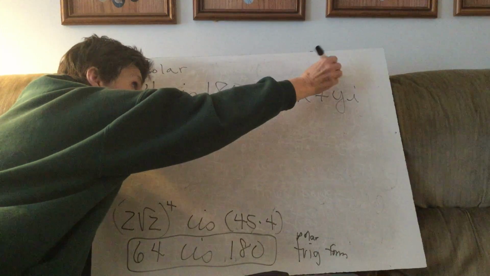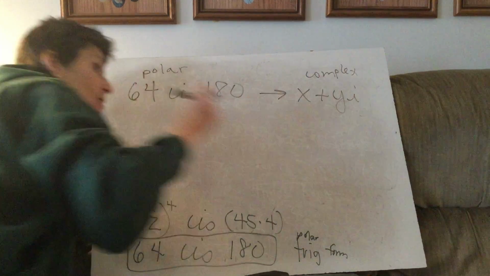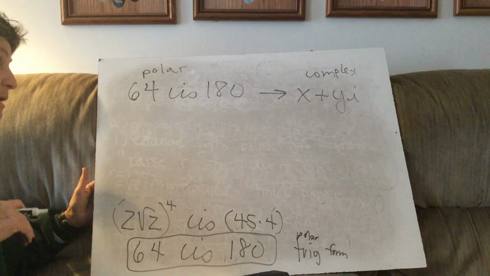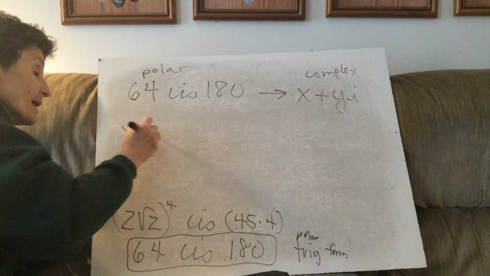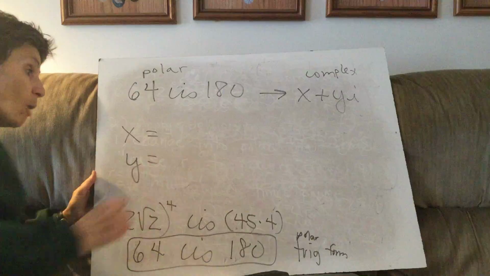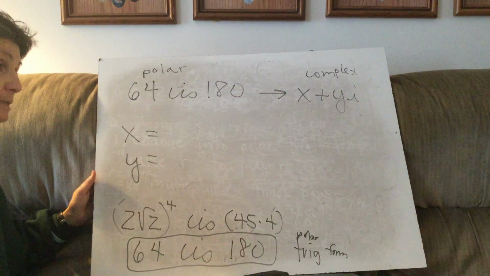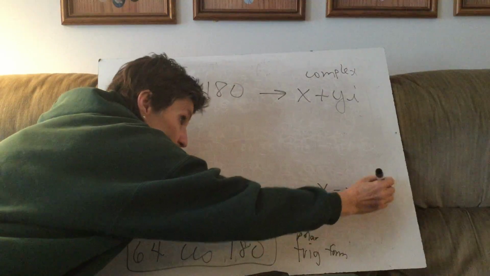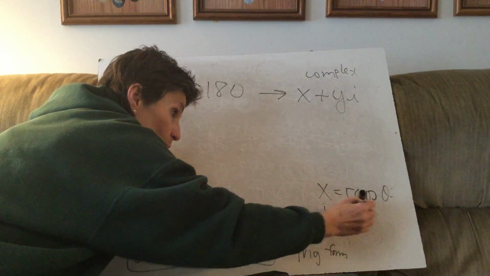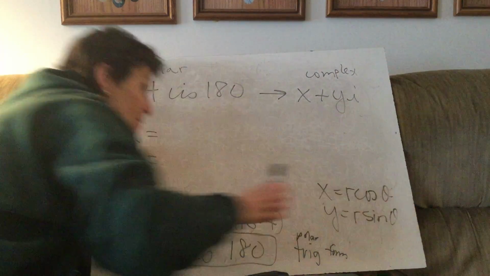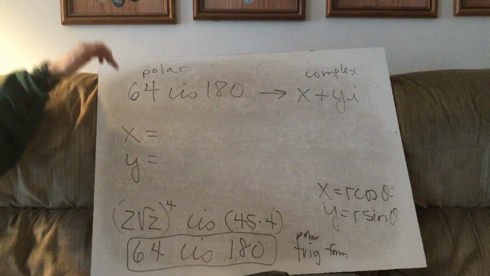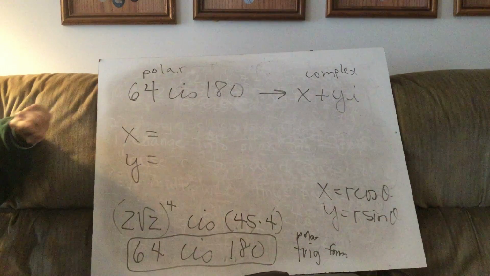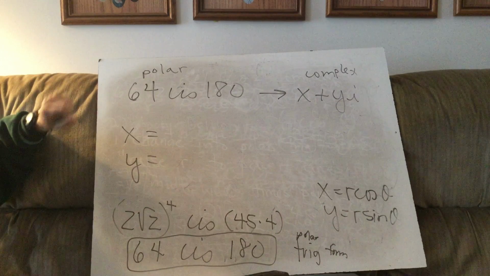This is complex, rectangular, Cartesian, whatever words you want to use. We're changing it into that form, which means I have to find x and I have to find y. Now, I keep writing it down, but x equals r cosine theta and y equals r sine theta. So to make the switch from polar to rectangular is going to be super easy.